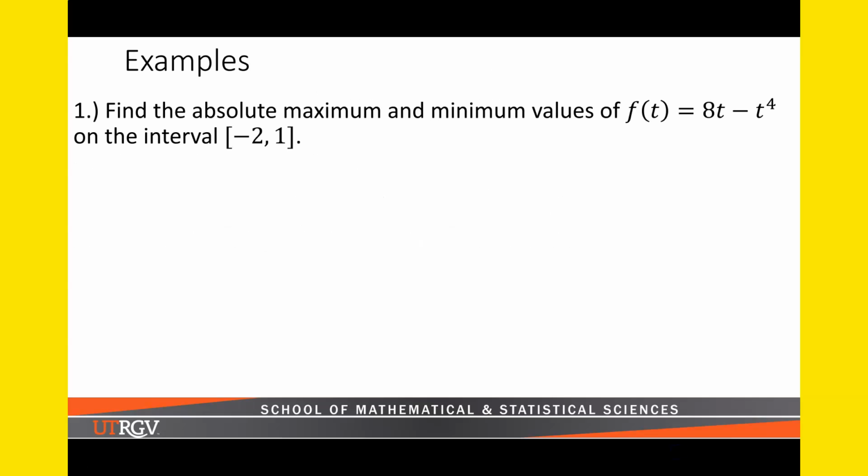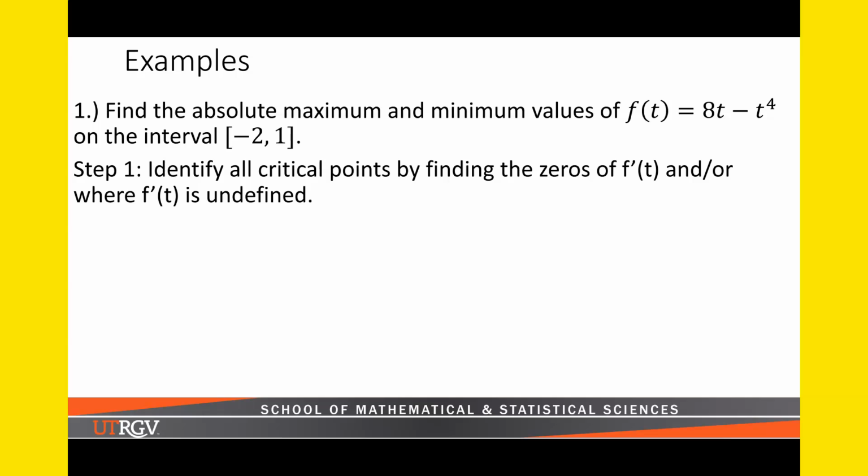Getting to an example. Number 1, find the absolute maximum and minimum values of this function, f of t equals 8t minus t to the fourth on the interval -2 to 1. So what is the first step? Identify all critical points. What are the critical points? Finding the zeros of f prime of t and where the derivative is undefined. So we will find the derivative of this function. Let me do this by hand for you.